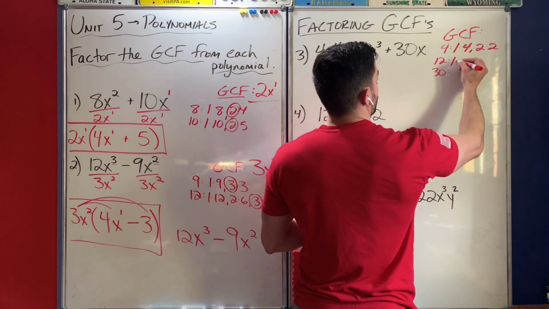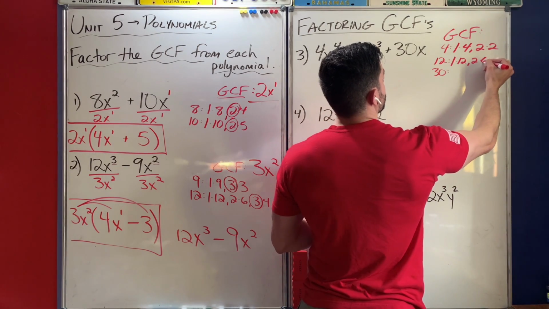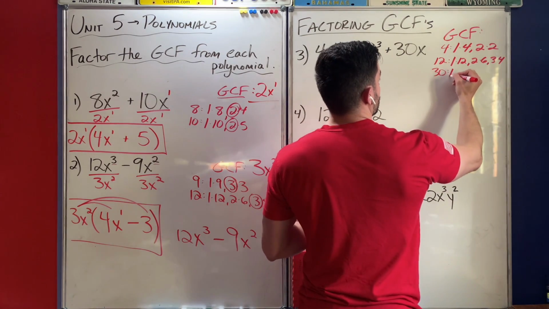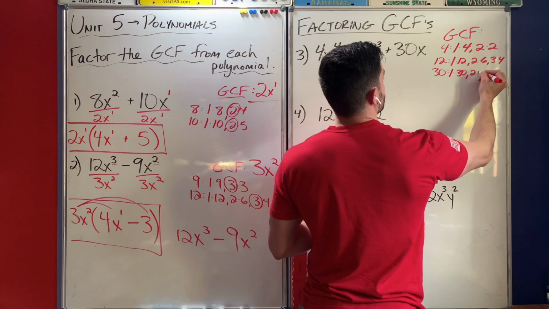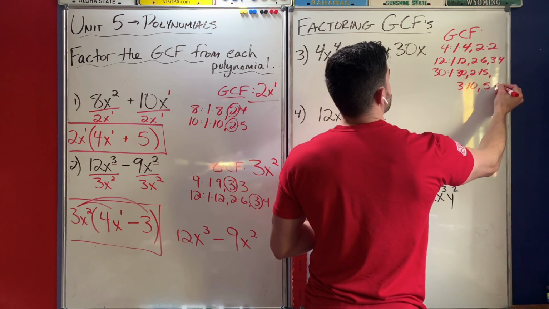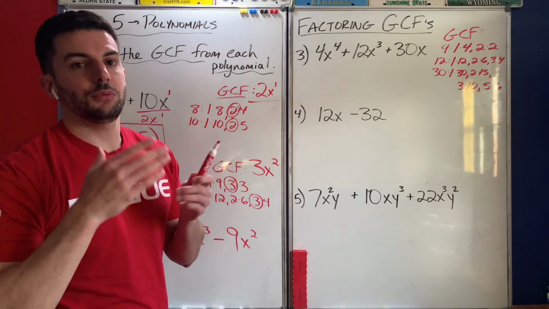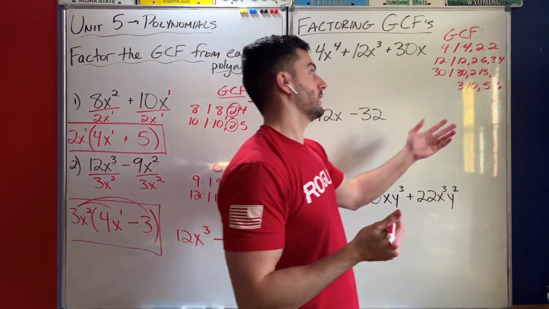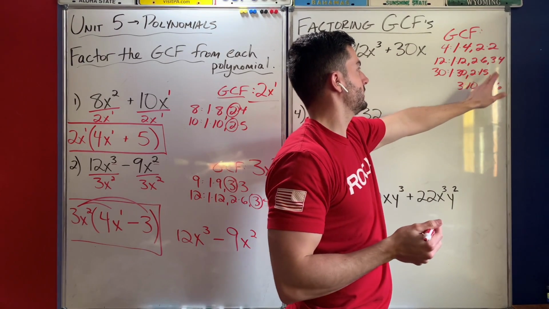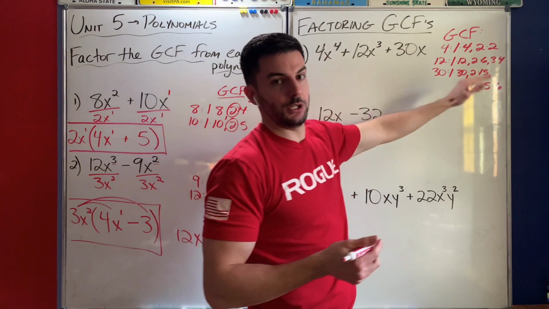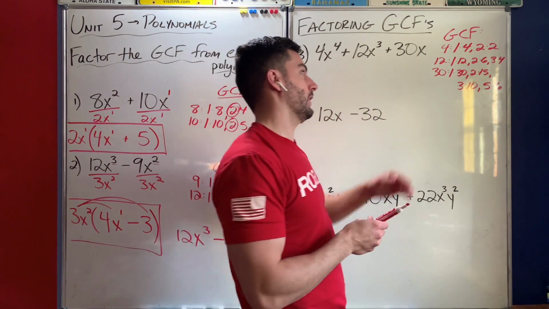For 12: 1 times 12, 2 times 6, 3 times 4. And then for 30: 1 times 30, 2 times 15, 3 times 10, 5 times 6. So again, it has to be common across all 3 terms, right? If it was just 12 and 30, we could say 6. 6 is a common factor amongst those 2, but it has to be common amongst all 3. All 3 have to have it.